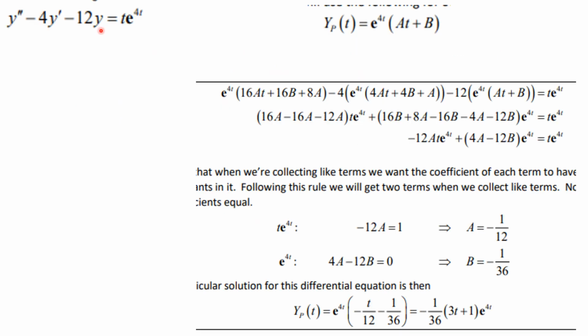So this is the particular solution. Here is your differential equation over here. You take the second derivative, the first derivative, and the function itself, and you substitute in, and then you collect like terms. After we collect all the like terms, this is the coefficient of te to the 4t, and this is the coefficient of e to the 4t. As we equate the coefficients, minus 12a is 1, and 4a minus 12b is equal to 0. Two equations and two unknowns, and that means the solution is this, the particular solution to the non-homogeneous.